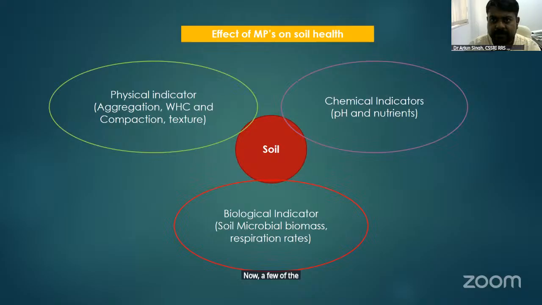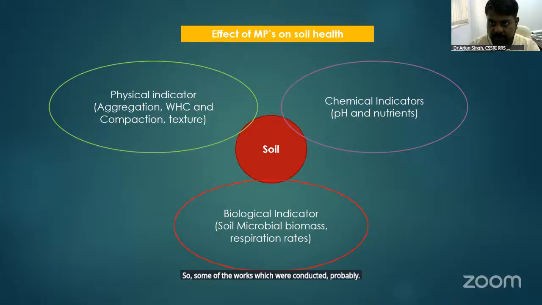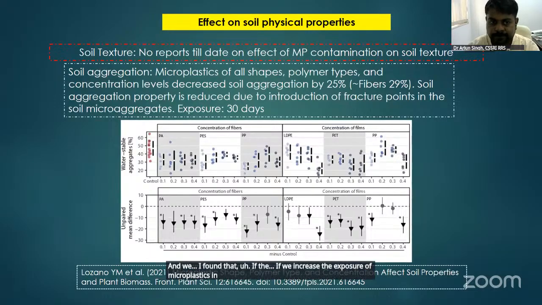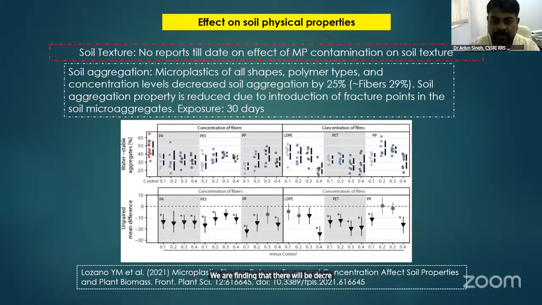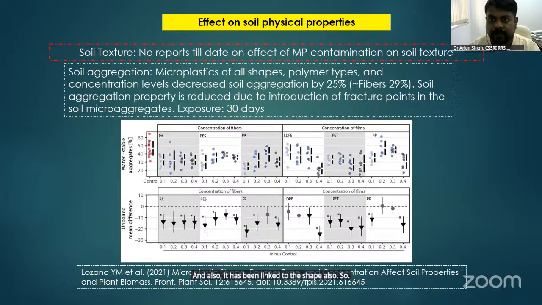Now, a few of the studies we will discuss here: if a buildup of microplastic contaminants is there, how will it affect the physical, chemical, and biological properties of our soils. Some of the works conducted globally, I have taken some part of the studies, and I found that if we increase the exposure of microplastics in the soil, there will be a decrease in soil aggregation properties. Water stable aggregate properties will decrease as the concentration increases, and it has also been linked to shape. Fiber type microplastics are causing up to a 25% decrease in soil aggregation. This is one of the mesocosm studies which was conducted.